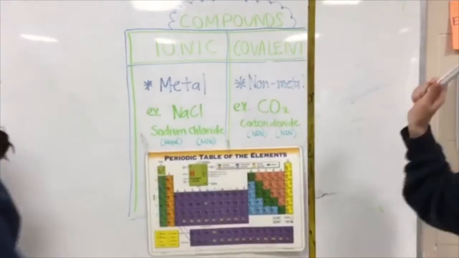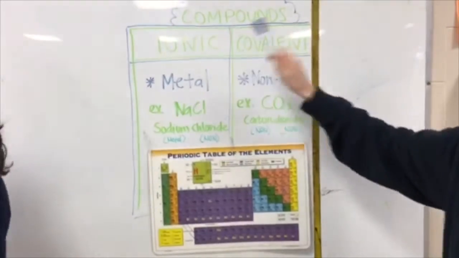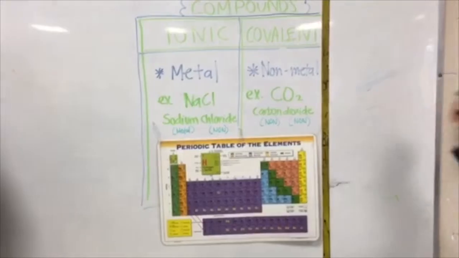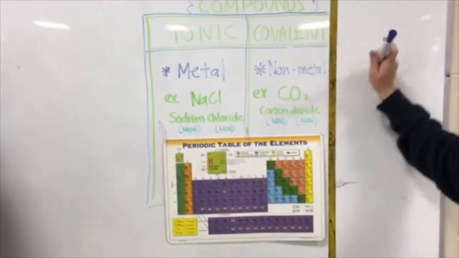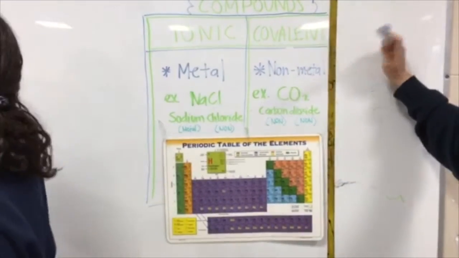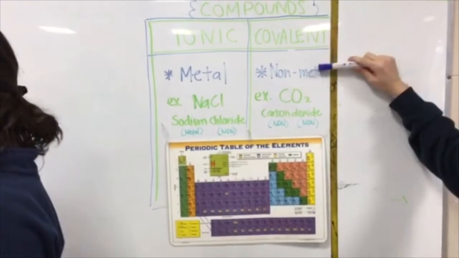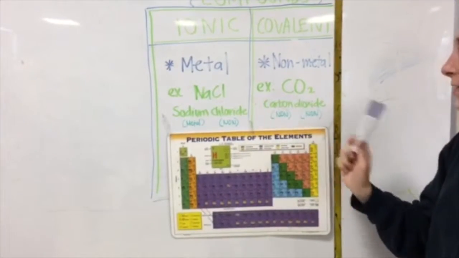As you may know, we are going to distinguish between ionic and covalent compounds. A compound is a combination of two or more elements. Now we're going to know the difference between ionic and covalent compounds.